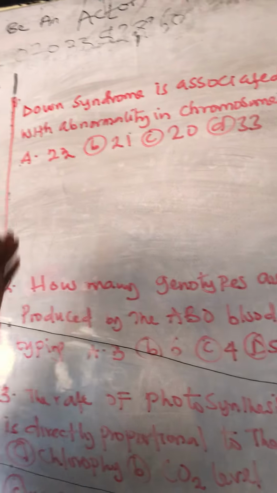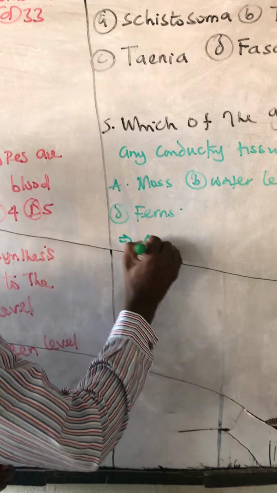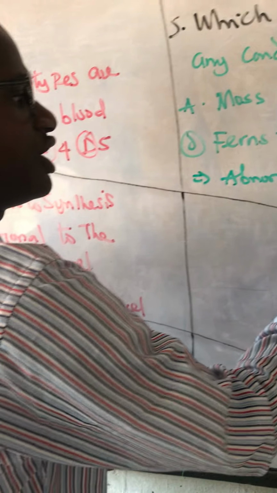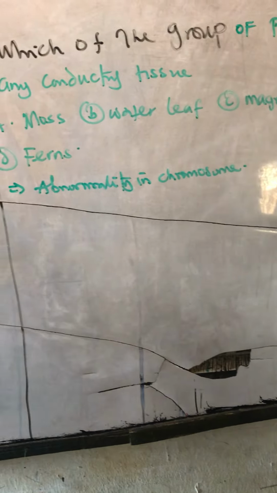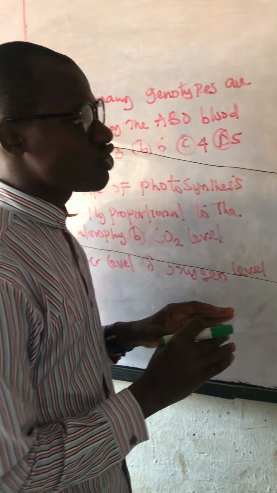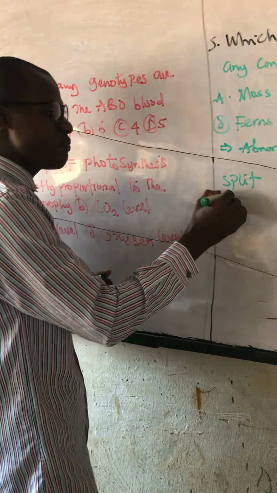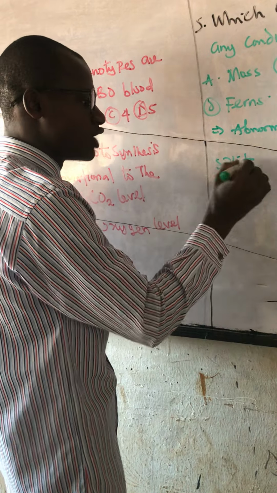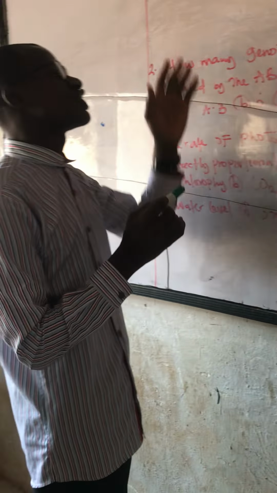Now, what do we mean by Down syndrome? There is what we call abnormality in chromosome. What does this abnormality in chromosome have to do with? It is that a place where the chromosome is supposed to split is not splitting, or a place where it's supposed to join together is not joining together. So these two can cause an abnormality in the chromosome.